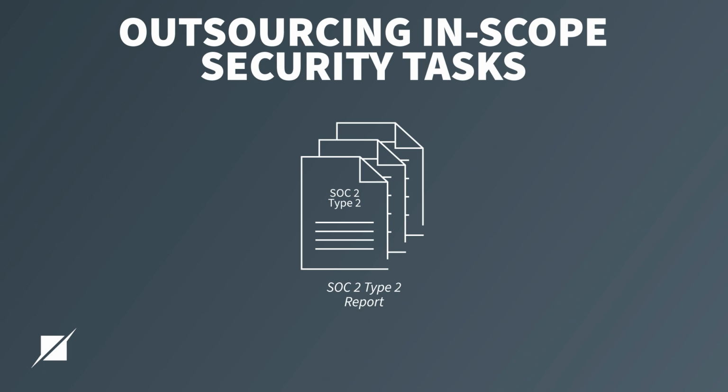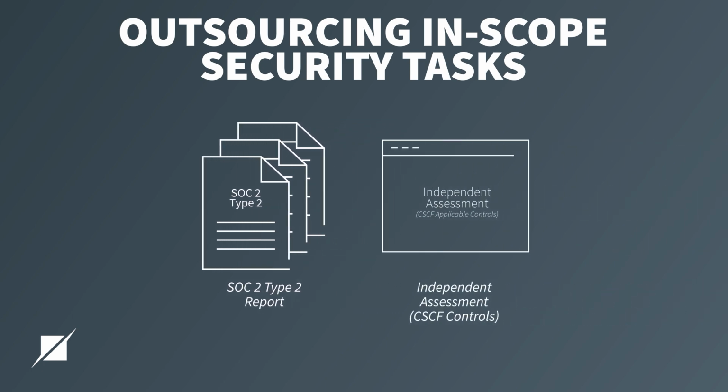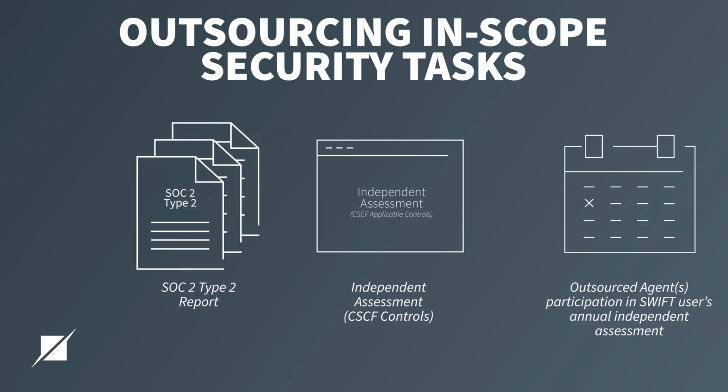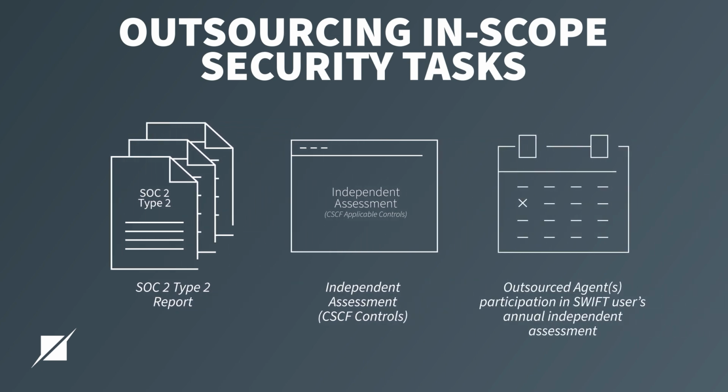First, the outsourced agents can provide a third-party assurance report such as a SOC 2 Type 2 covering their controls compliance with the CSCF in-scope components they operate. Second, the outsourcing agents can perform independent assessment to validate their level of compliance against the CSCF applicable controls and provide the assessment report and completion letter to the customer. And finally, the SWIFT network user can request that the outsourced agent participate in the SWIFT network user's annual independent assessment to the extent that the outsourced agent has responsibility over the in-scope components.